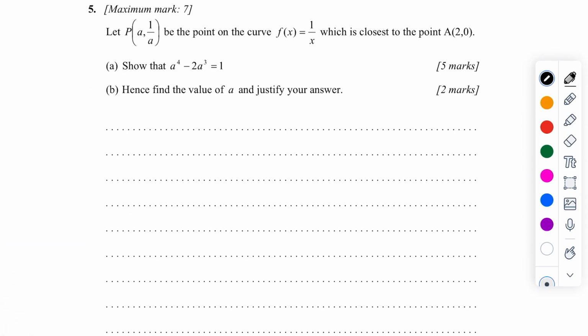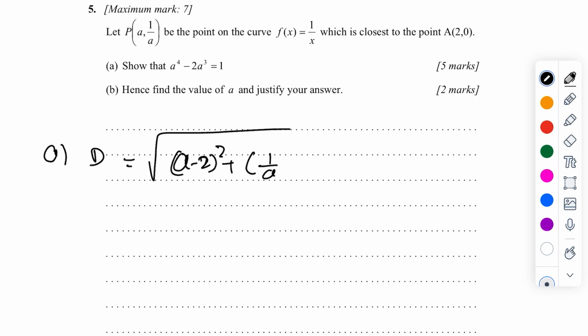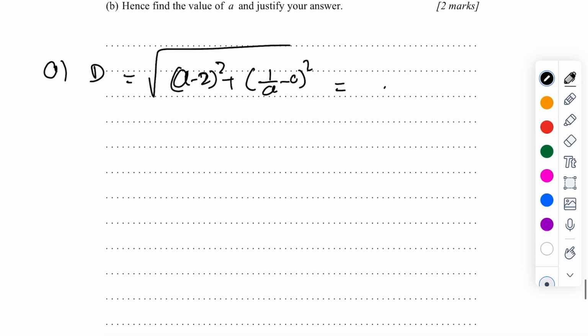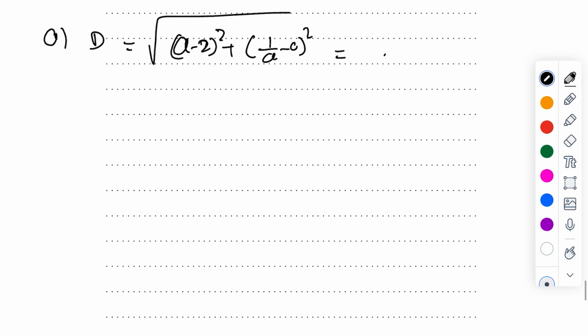Question number 5. The point P (a, 1 upon a) is a point on the curve which is closest to (2, 0). Show that... So the distance is the square root of (x2 minus x1) whole square plus (y2 minus y1) whole square. This is going to be the distance. Let that be d. We'll assume that as (a minus 2) whole square plus (1 upon a) square.